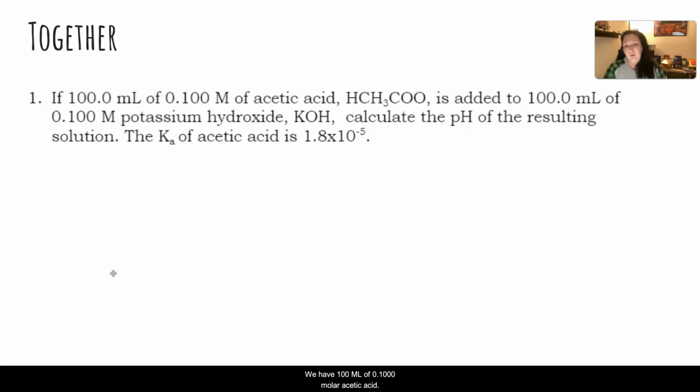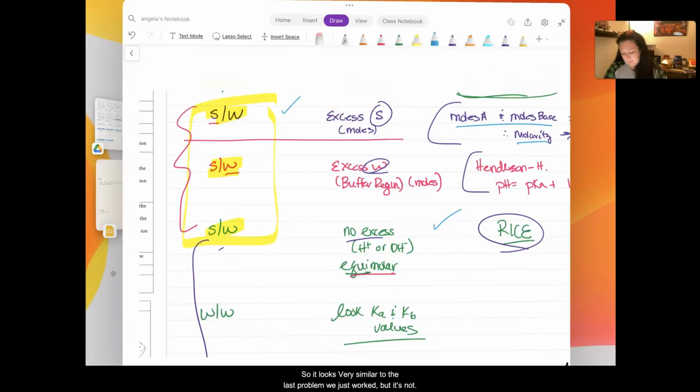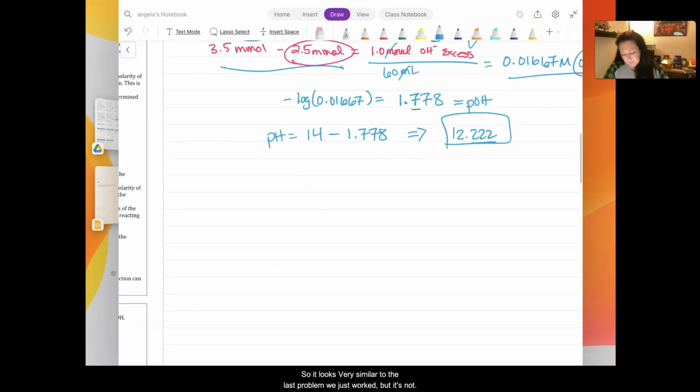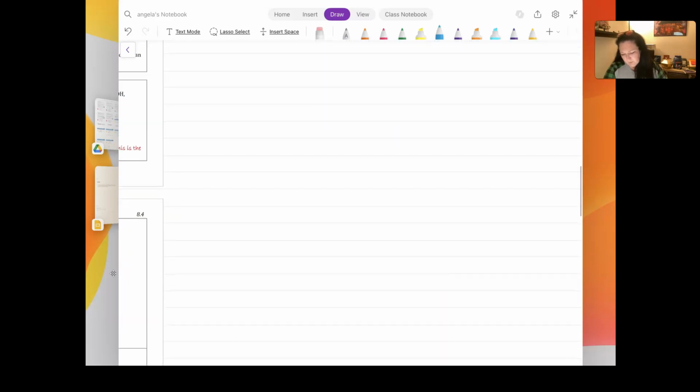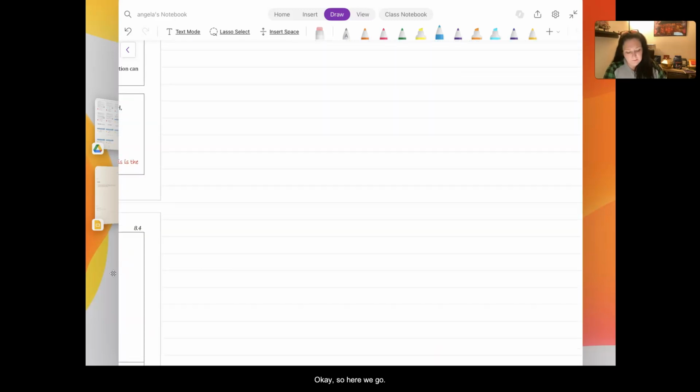We have 100 milliliters of 0.1000 molar acetic acid added to 100 milliliters of 0.100 molar potassium hydroxide. Calculate the pH of the resulting solution. The Ka of acetic acid is there it is. So it looks very similar to the last problem we just worked. But it's not. Okay, so here we go.